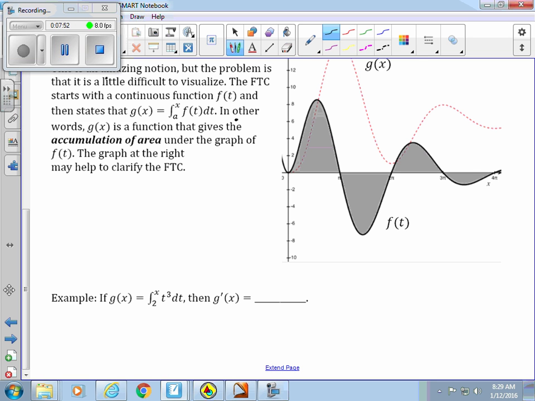Turns out it doesn't matter what the bottom number is. It's just x cubed, because the derivative and the integral undo each other. So if I look back up at the theorem.